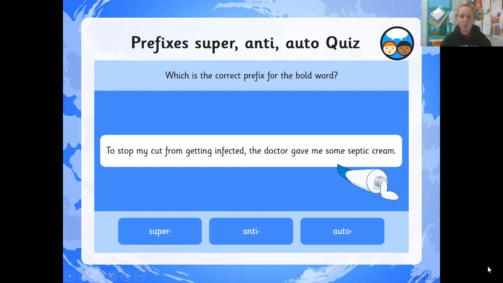Okay, here we go. To stop my cut from getting infected, the doctor gave me some septic cream. Well, I would hope the doctor would never give you any septic cream, because septic cream would mean that it already had some bacteria, and we don't want that, do we? So is he going to give you some super septic cream, which means it's more than just normal septic cream? I hope not. Some auto-septic cream? That doesn't make sense. Or some antiseptic cream? Well done. That means it's against, it's the opposite of septic. And that would be helping you to get rid of the bacteria or the infection.